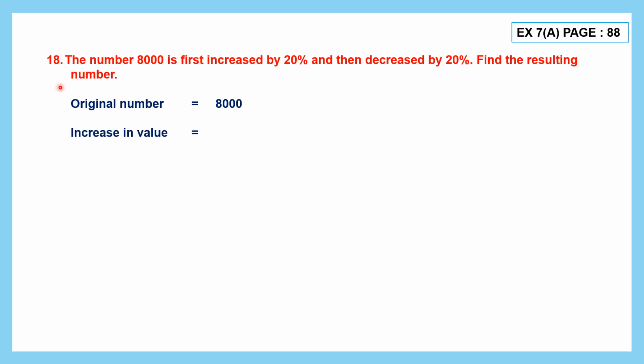Increase in value, that is 20%, isn't it? First it increased. So that is 20% of 8,000. So that will be 20% of 8,000 is the increase in value. So we'll simplify this. That will become 20 by 100 into 8,000. Let's see how much this is. Cancel. I can cancel one more zero here. Now we just have 2 into 800, and 2 into 800 is 1,600. So increase in value is 1,600.